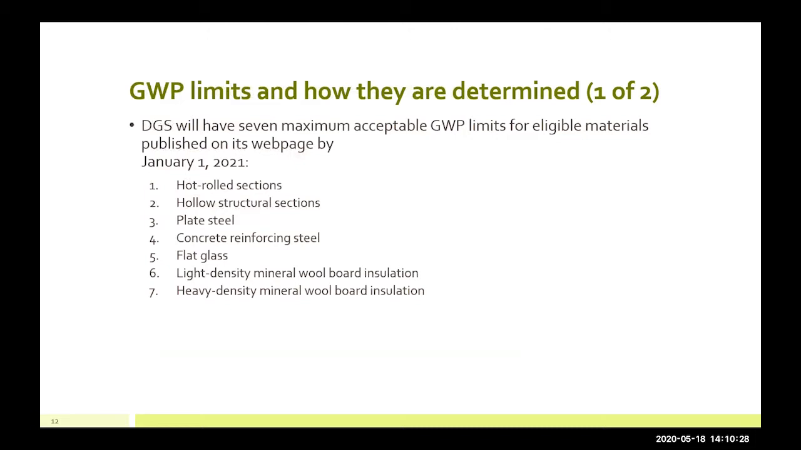And so for structural steel, we'll have 3 different limits. One for hot rolled sections, another for hollow structural sections, and then a third for plate steel. We'll have 1 for concrete reinforcing steel, 1 for flat glass, and then 2 for mineral wool board insulation, 1 for light density and another for heavy density. Next slide.